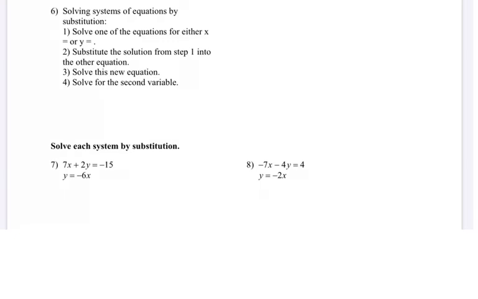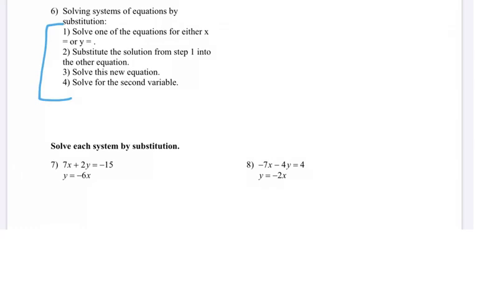Okay guys, so now we are solving systems of equations again, but this time we are using something called the substitution method. I went ahead and wrote out the steps to solve by substitution for you right here. You solve one of the equations for either x equals or y equals. You substitute the solution from step 1 into the other equation. You solve the new equation. Then you solve for the second variable.